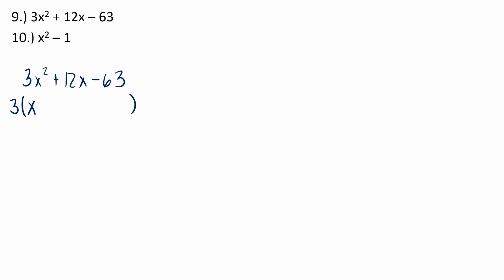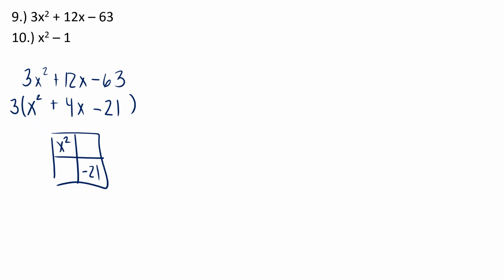So 3 times x squared would give me the 3x squared. 3 times 4 would give me the 12. And what is this? 3 times 21? 3 times 21. All right. So that simplifies everything. We're going to have an x squared in the upper left, negative 21 in the lower right, and we want 2 factors of negative 21 that add up to 4. So we have 1 times 21, and 3 times 7, and that's it.